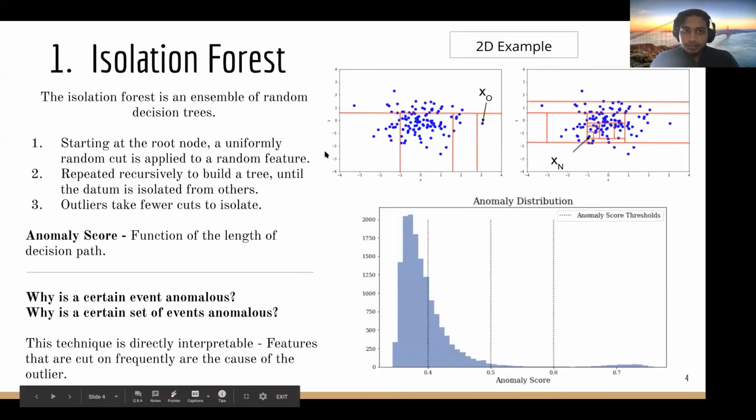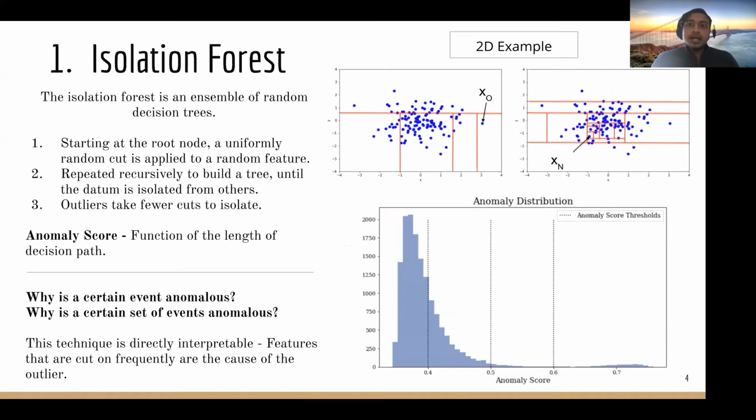Firstly, the isolation forest. Essentially, it's a collection of random trees. The way you build such a tree in this forest is, you start with the root node. You pick a random feature and you apply a uniformly random cut on this feature. This naturally separates your data into two sets, one with values of the feature less than the specified cut and one with values above. At each of these nodes, you do the same thing recursively, pick a random feature, apply a uniformly random cut, until you have separate data points.